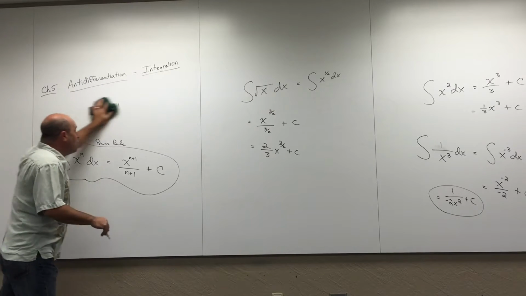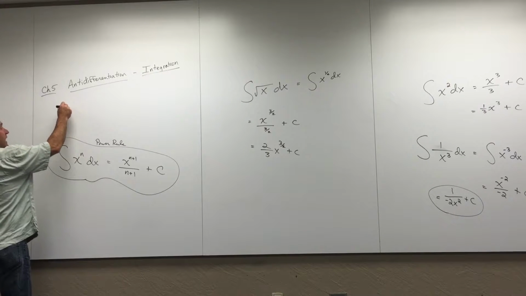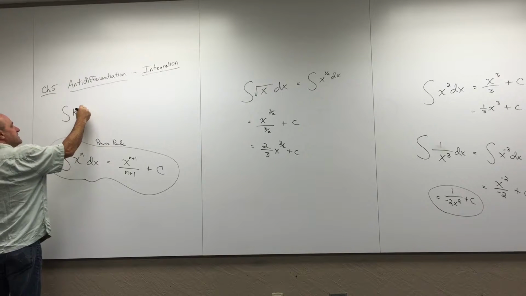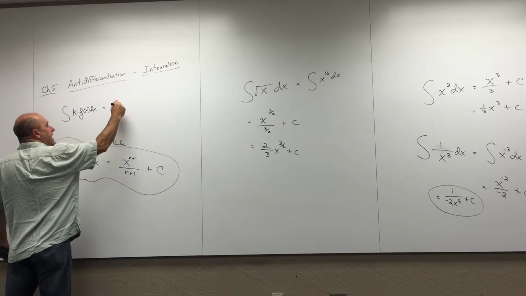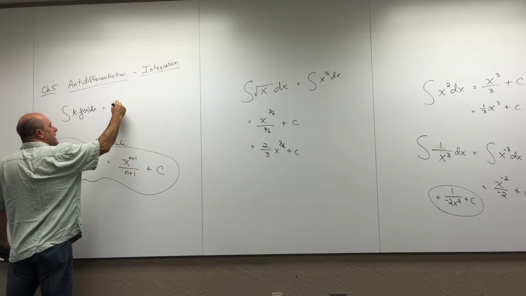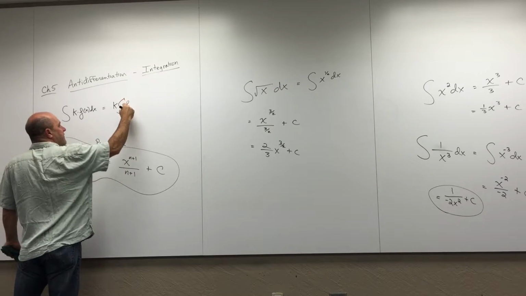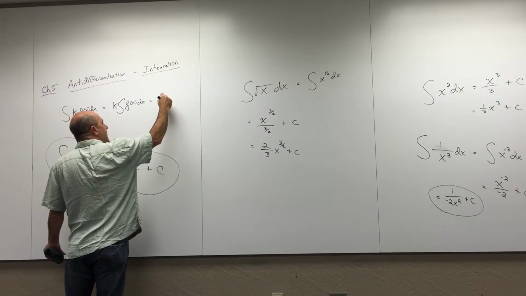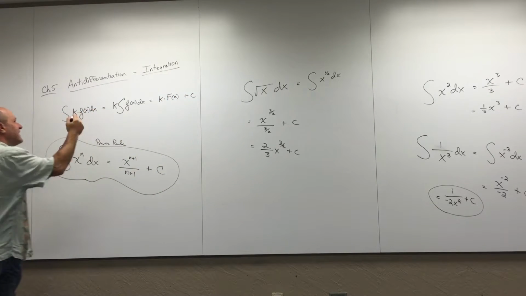Okay, we got this power rule. We got this rule. Check this out. Watch this rule. If you have the integral of k times f of x dx, what you can do is write k times the integral of f of x dx. Or in other words, you could have k times capital F of x plus c. Now, what did I just do?